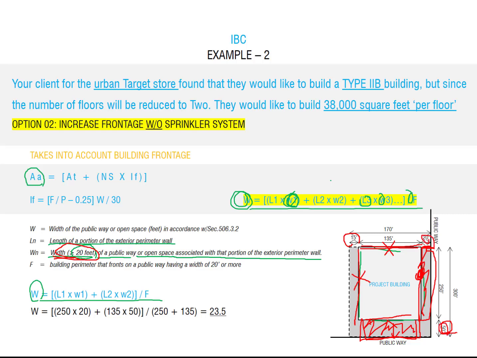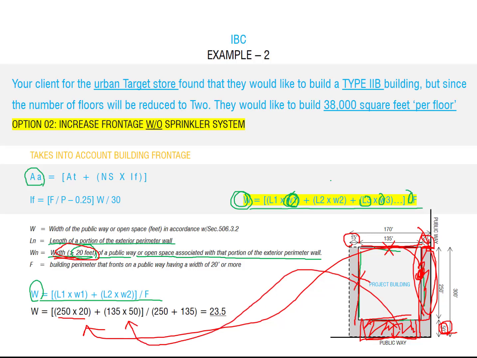So simply you calculate 250 times 20, which is this area, and then 135, which is here, times 50, which is this area. And they have to be added to each other. And then we don't use this area and this area. Why? Because the width is less than 20 feet.